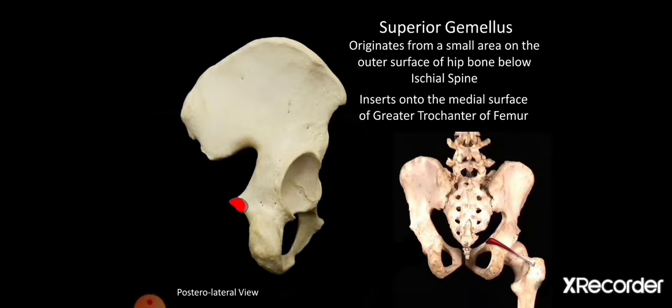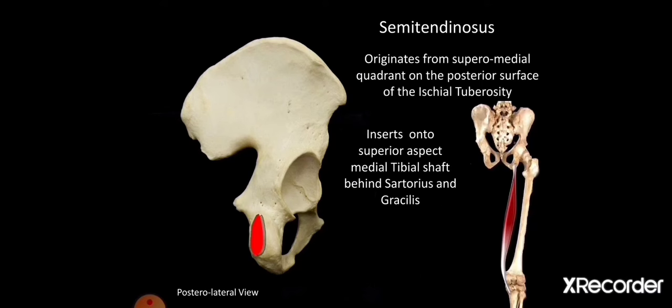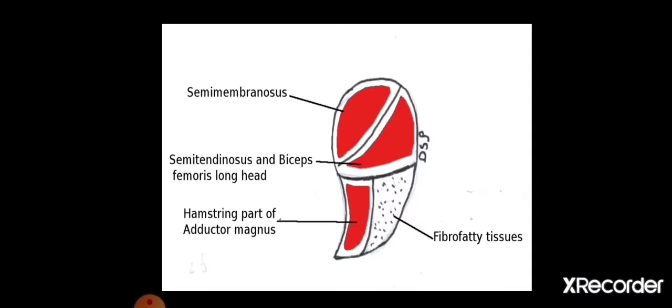Then on the ischial spine we have the origin of superior gemellus, then on the ischial tuberosity we have origin of muscles of back of thigh. One is the semitendinosus muscle arising from the superomedial part of the quadrant of the posterior surface of the ischial tuberosity. This can be understood by this schematic diagram.